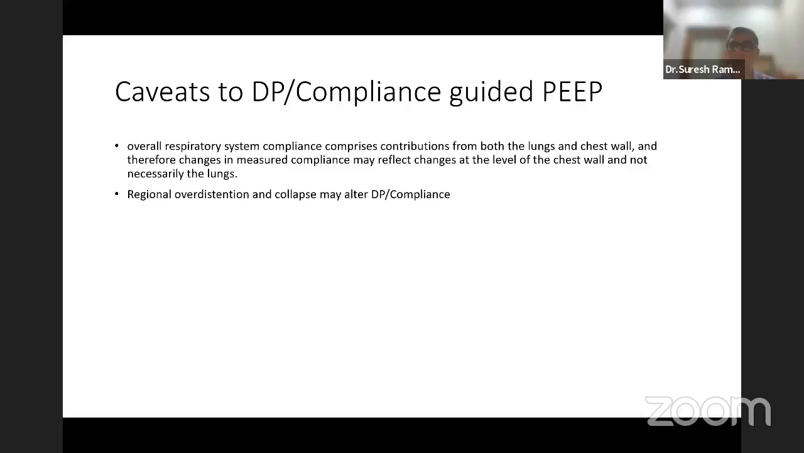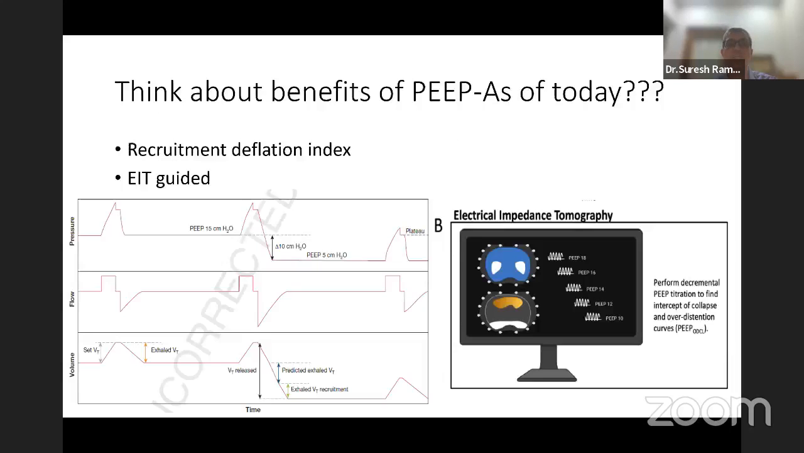So these are the caveats that you need to remember when you are guiding PEEP using driving pressure. Again, you can use something like the recruitment to inflation index. I'm not going to talk too much about it because you need to have the ability to measure the exhaled tidal volume, find out the recruitment, and then do it. Or if you have equipment like EIT, electrical impedance tomography, you can do a decremental PEEP and find out which is the best PEEP where you have the best amount of lung available for preventing atelectrauma.